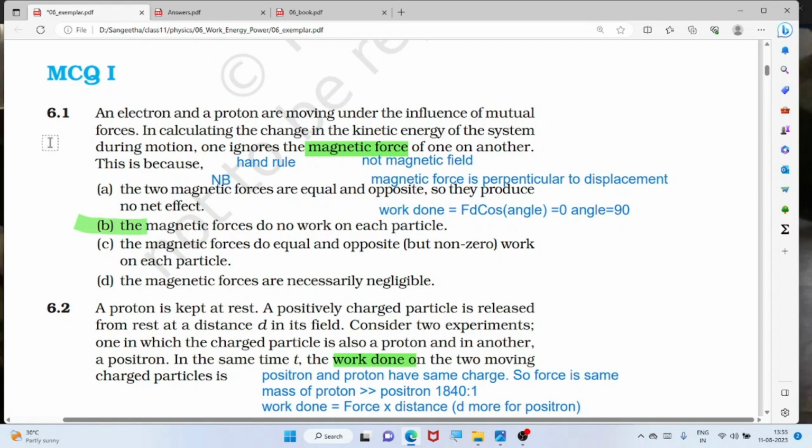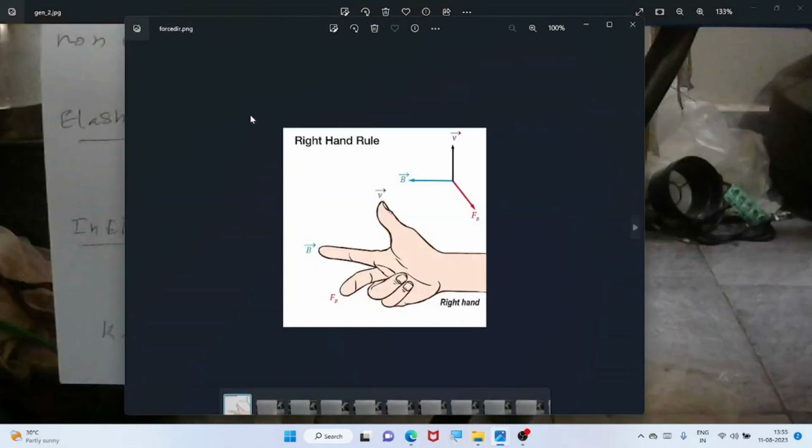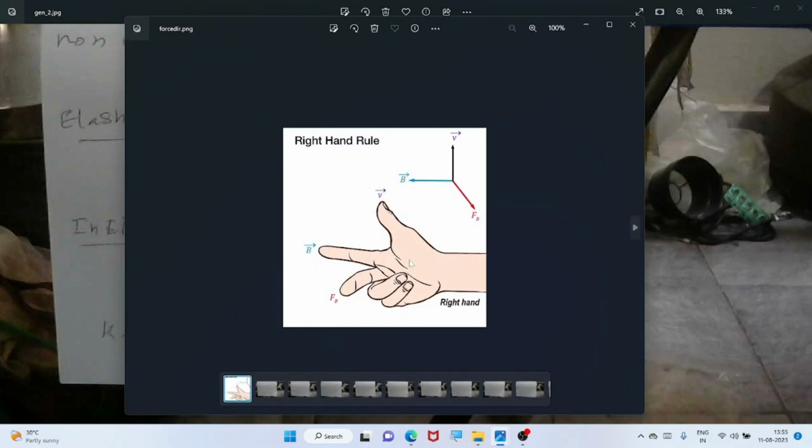Question: an electron and a proton are moving under the influence of mutual forces. In calculating the change in kinetic energy of the system during the motion, one ignores the magnetic force of one on another. This is because the magnetic force is always perpendicular to the velocity, to the movement. Here you see the velocity, magnetic field and magnetic force are all perpendicular.